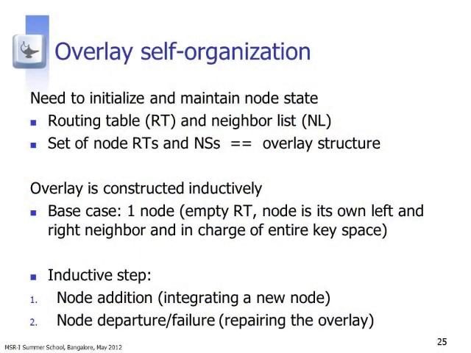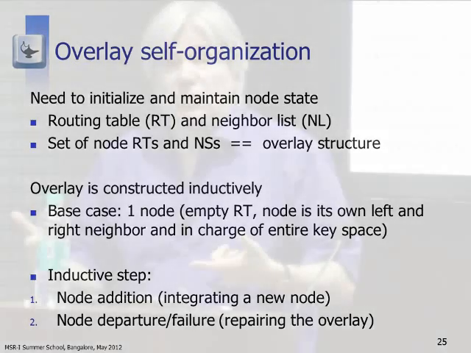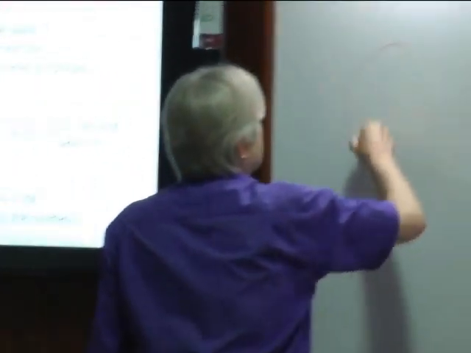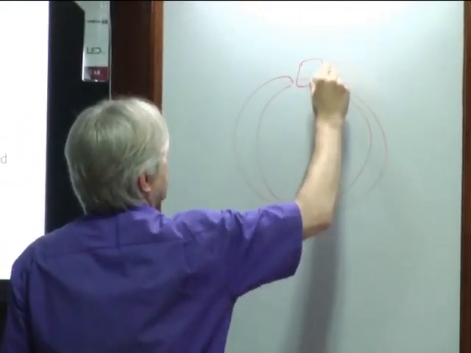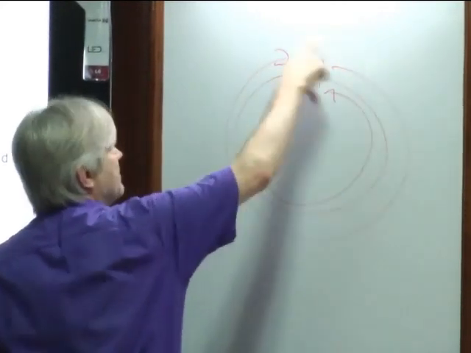Again, we need to control the overlay structure because the overlay structure needs to hold for the properties to hold that we can route in log n hops. And again, we'll do that inductively. The base case is you just have one node. It has an empty routing table, and it is its own left and right neighbor. Just imagine a ring that has only one node in it. Of course it's its own left and right neighbor, and it is responsible for the entire range of keys. That's a valid overlay. It's just a singleton network.